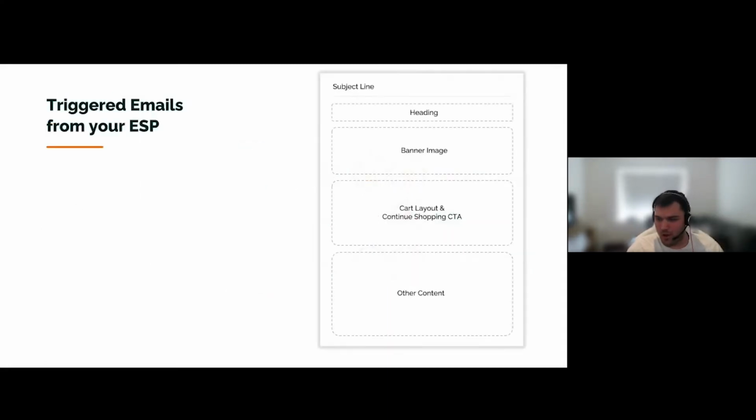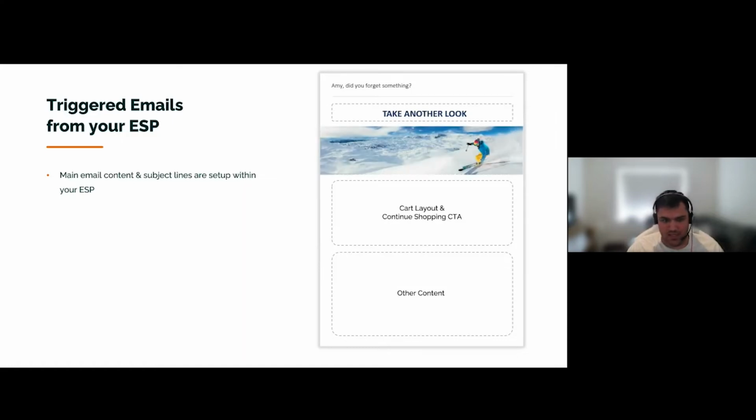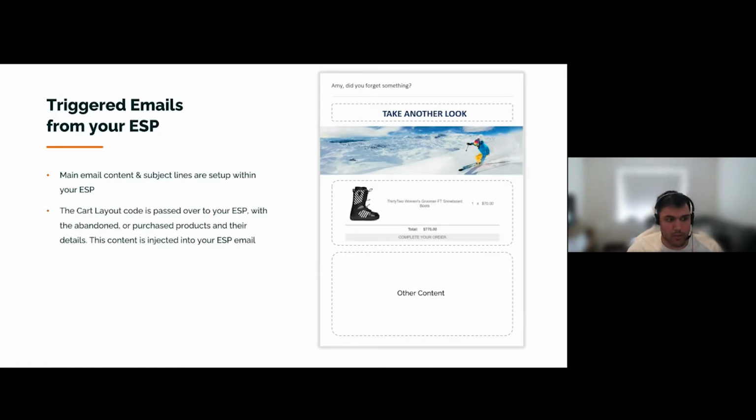A very quick overview again of triggered emails from your ESP and how they all work. We start out with the main email content and subject lines that are set up within your ESP. All this comes from outside of Fresh. We then have the cart layout code that will be passed over to your ESP from Fresh with the abandoned, purchased, or purchased products, and that content is then injected into your ESP.